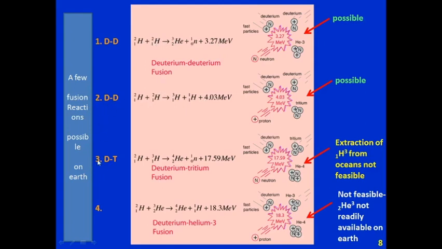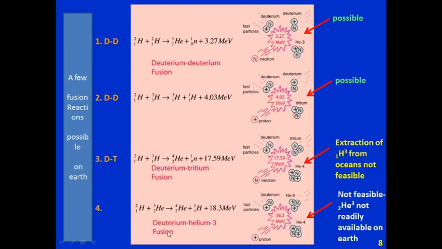And the third reaction is the DT, deuterium-tritium reaction. One deuterium fuses with one tritium, the isotope of hydrogen, and you get helium and some 17.59 MeV of energy. This is much better, because in the DD reactions it is only 3 or 4 MeV, and here it is almost 18 MeV. And the fourth reaction we can deal with on Earth is 1H2 plus 2He3, deuterium and helium-3, and it produces helium-4 and 18 MeV of energy. So these are the 4 types of fusion reactions which are possible on Earth.